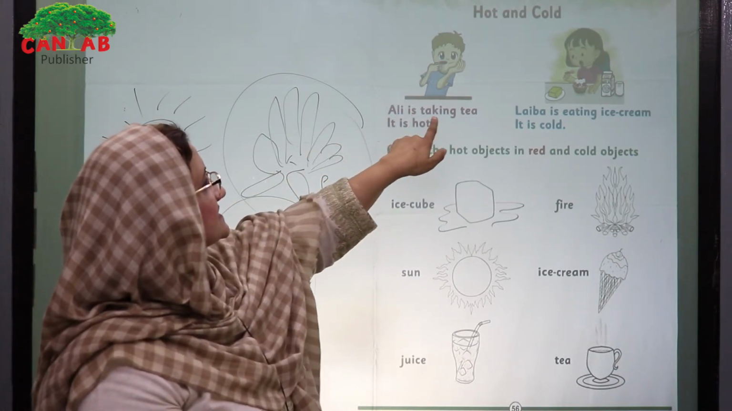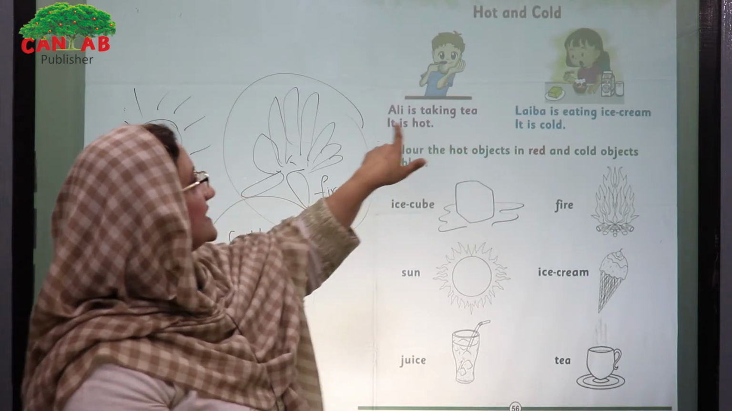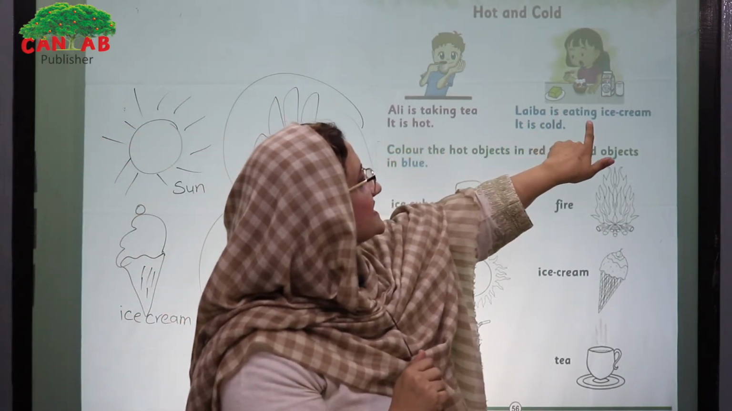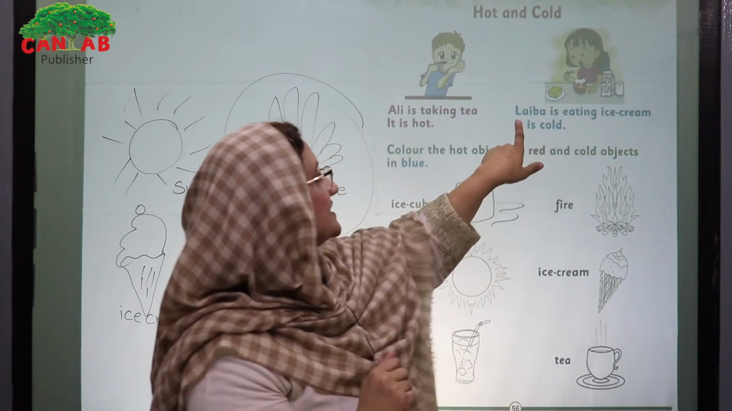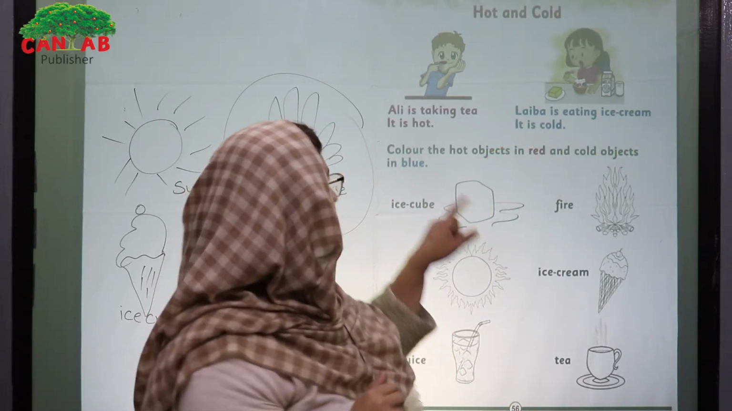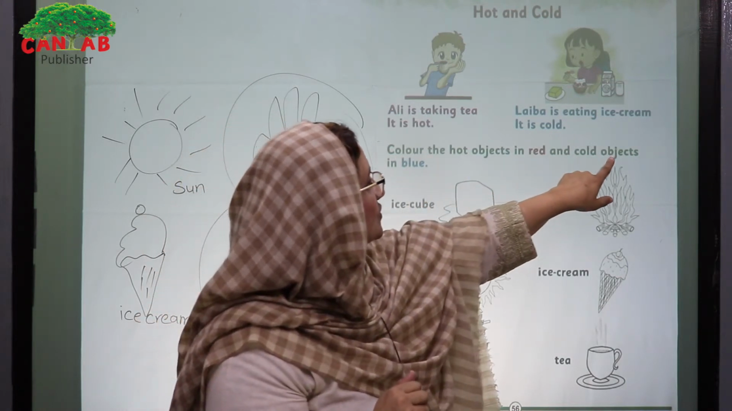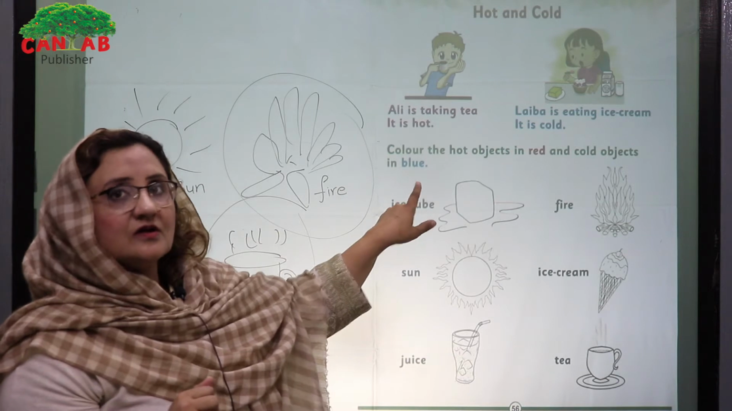Ali is taking tea. It is hot. Laiba is eating ice cream. It is cold. Then circle the hot objects in red and cold objects in blue.